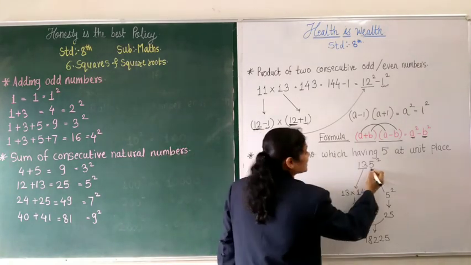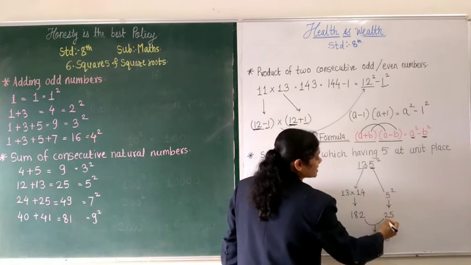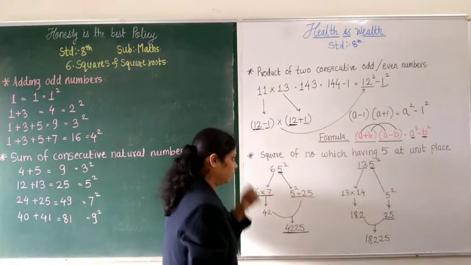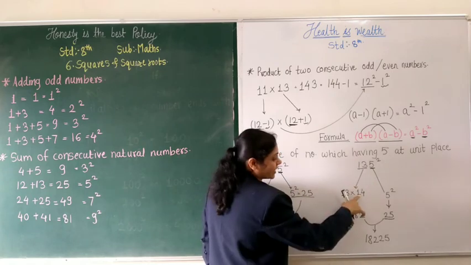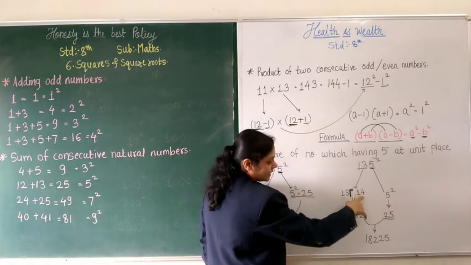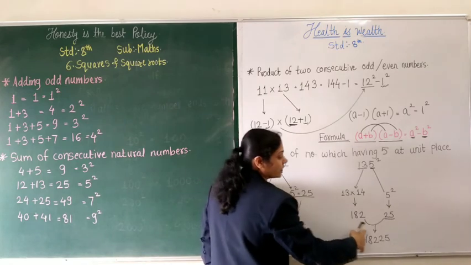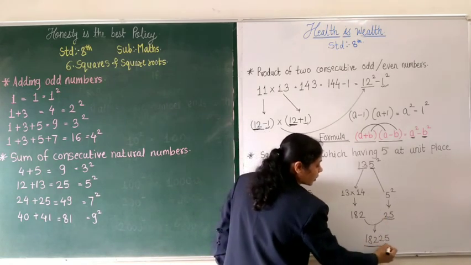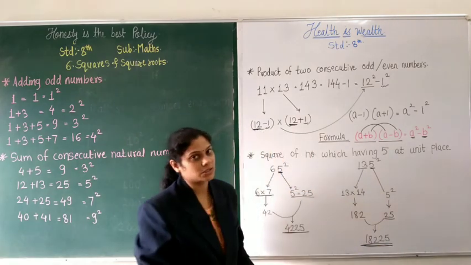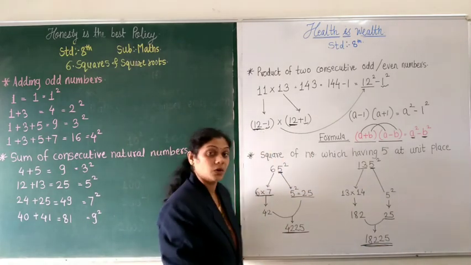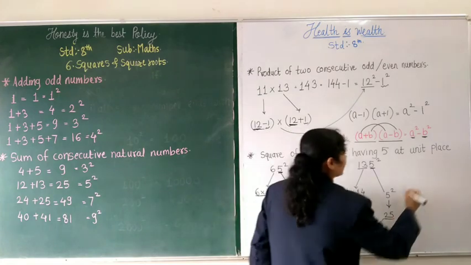135. Unit place having 5 and square of this 5 is 25. 13, the next number is 14, and what is the product of 13 and 14? It is 182. And if we write these together, we get the square of 135, that is 18,225.